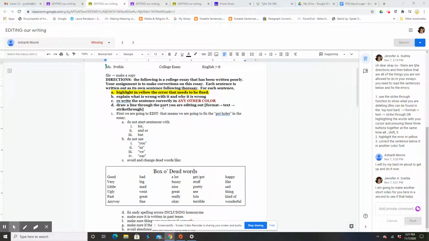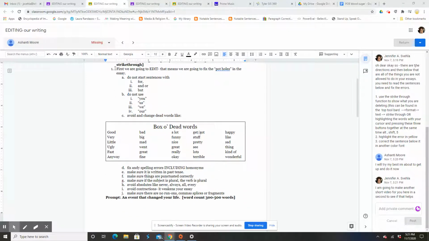If you look at this with me, if you pull it up or if you're watching it with me, you'll see that it has the directions, but just skip those. I'm going to explain it to you. All of these things are the things that you're not allowed to do in your writing. So we have to fix those things, okay?